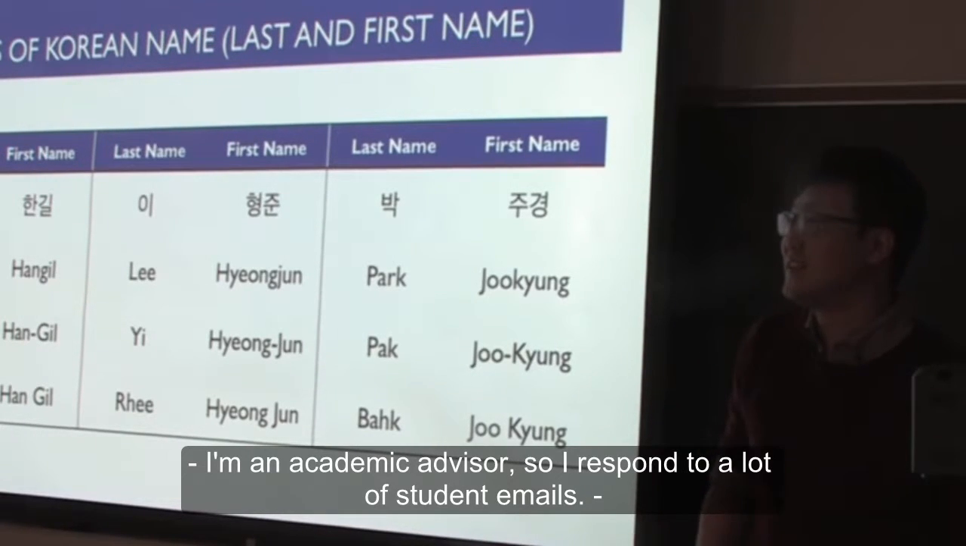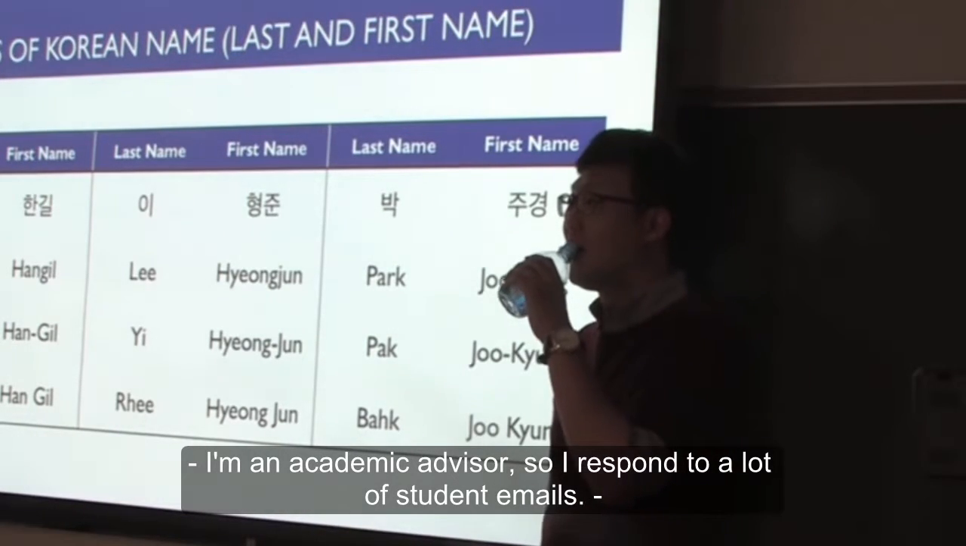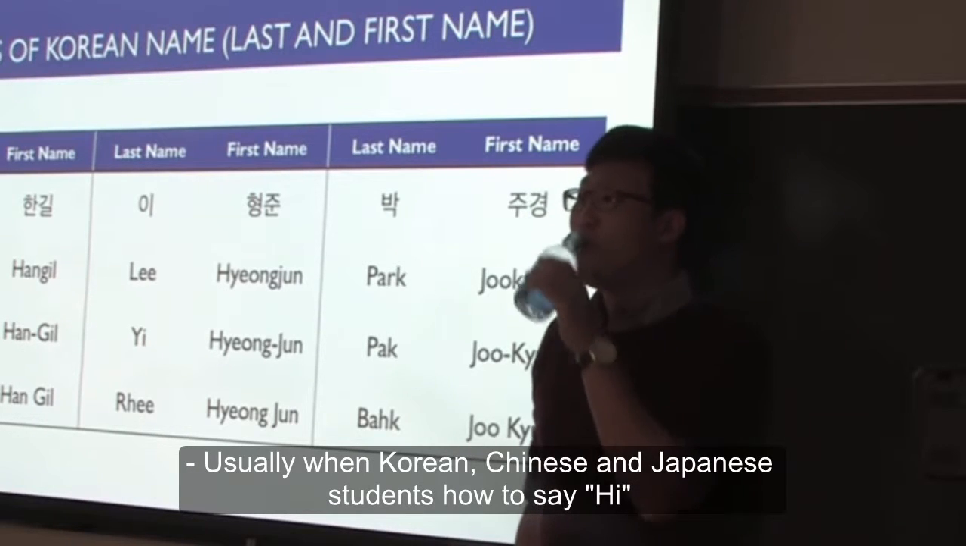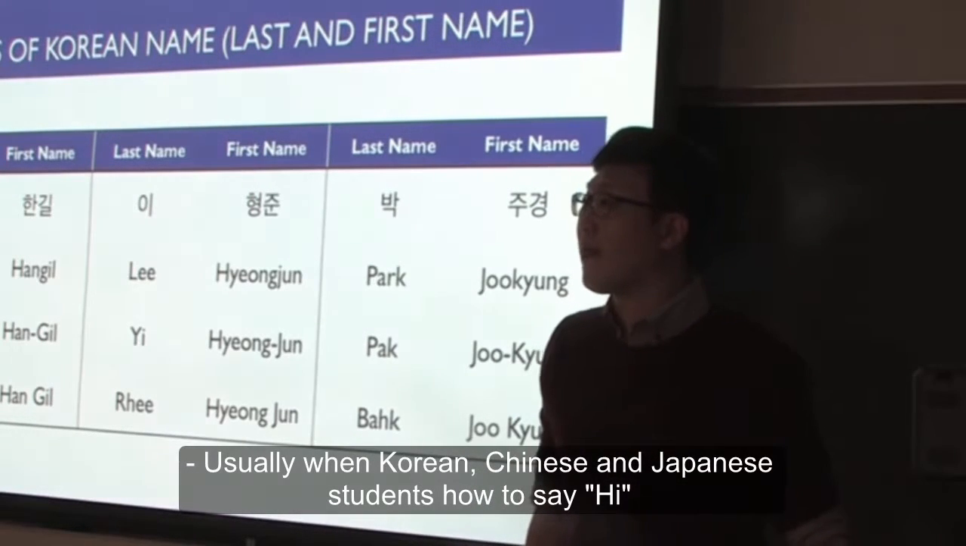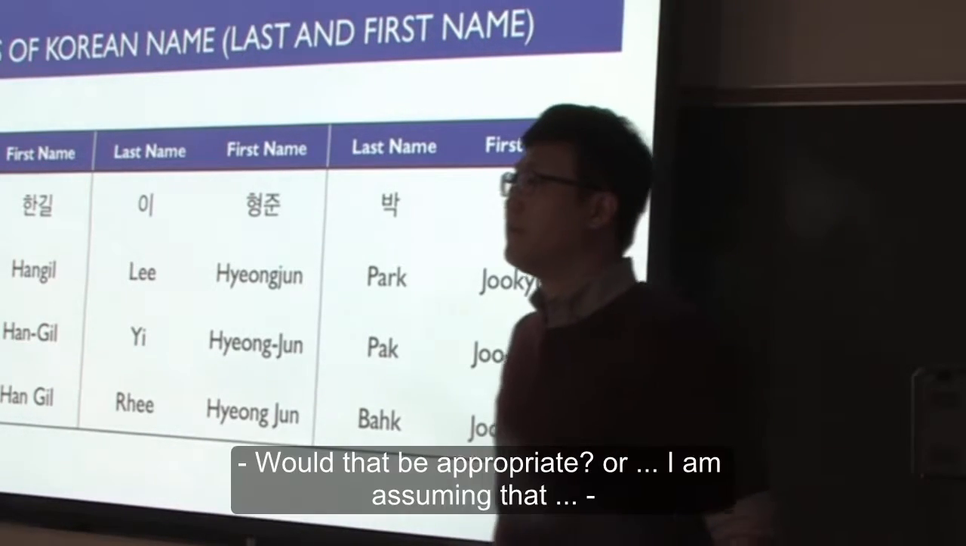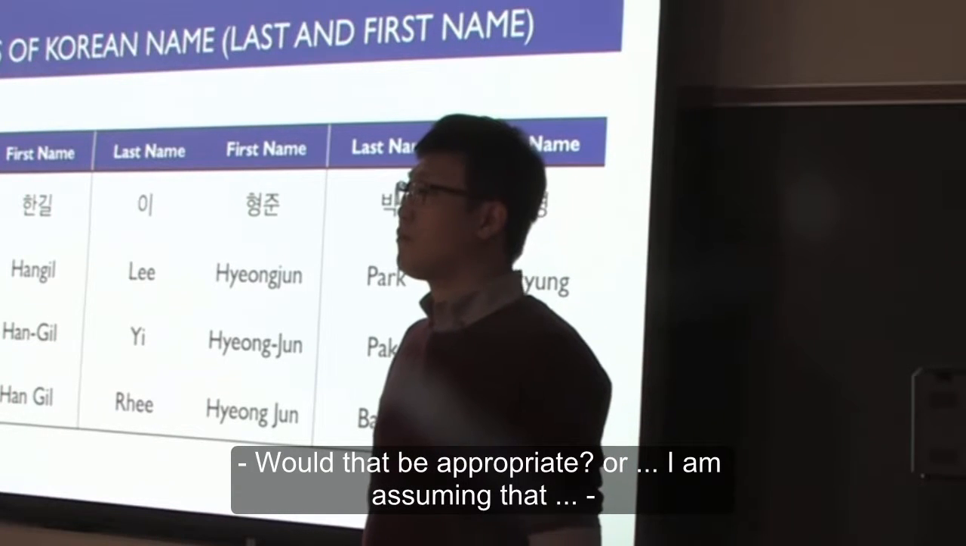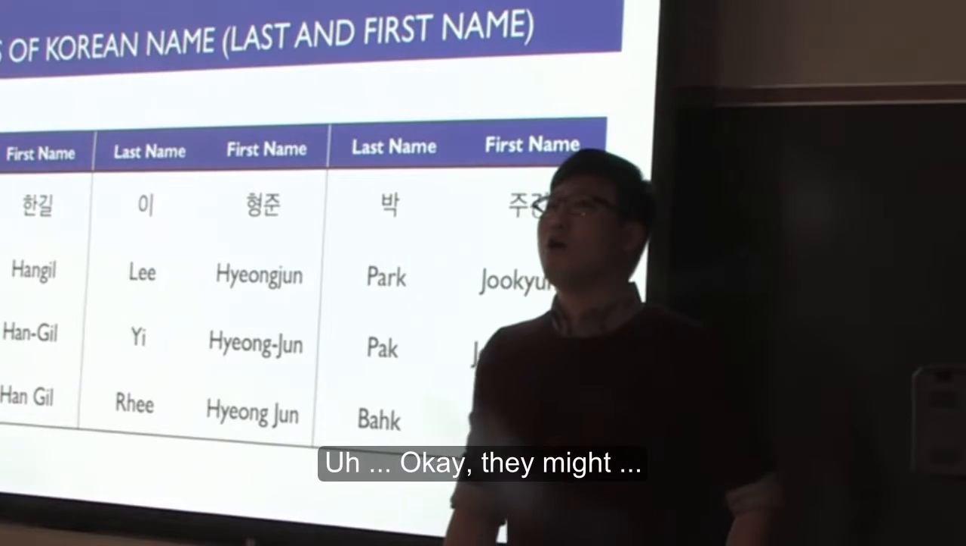Yes. I'm an academic advisor, so I respond to a lot of student emails, usually with Korean and Chinese and Japanese students. I'll just say hi and then their first name. Would that be appropriate, or would it be better to use something else? I'm assuming that it would be okay.